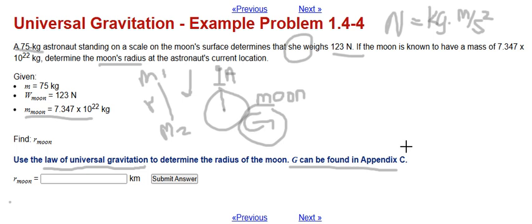Alright, so this is the example problem 1.4-4, universal gravitation. Two students are having an issue when they input. So let's check what you have and how this problem is going.